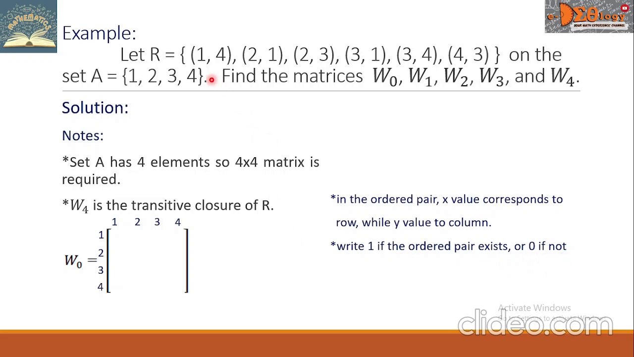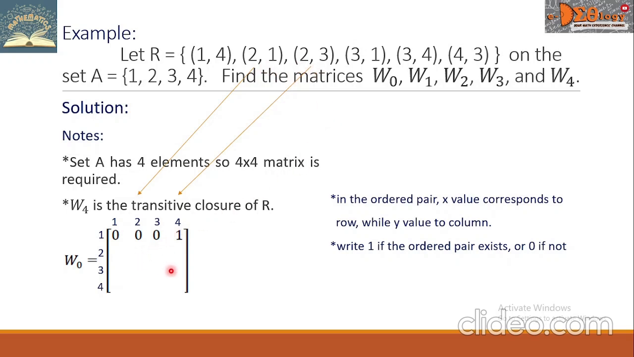Now let's begin with the first ordered pair (1, 4). Let us consider the first row and we write 0, 0, 0, 1. The number 1 here corresponds to that (1, 4) ordered pair. And we have 0, 0, 0 in the absence of the pairs (1, 1), (1, 2), and (1, 3). Next are the ordered pairs (2, 1) and (2, 3) respectively.